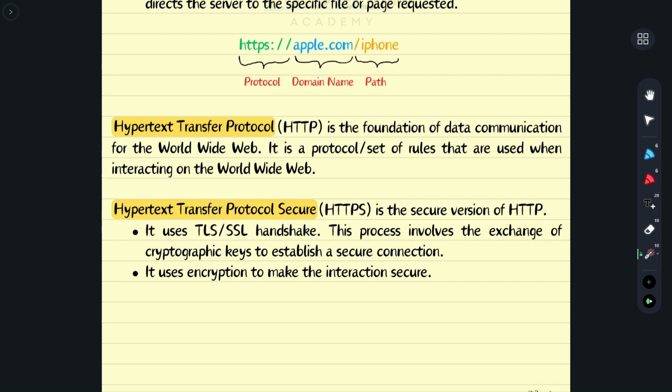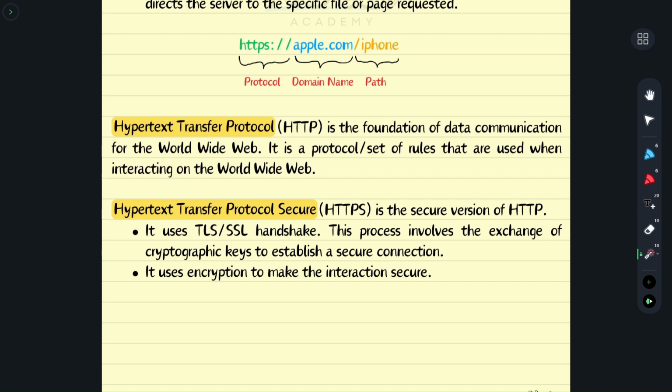Also, it makes sure that there is proper communication and not a lot of disruption in that communication. Secondly, it uses encryption to make the interaction secure. We've actually studied encryption before. Encryption is when you convert plain text into ciphertext, which is text in a jumbled up form, so that if a third person gets access to the data, he cannot understand it, and it will be meaningless to him.